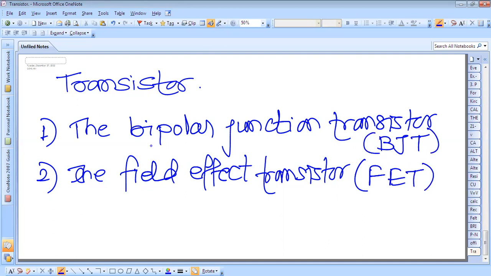There are two types of transistor: the bipolar junction transistor, also called the BJT, and the field effect transistor. We'll discuss the bipolar junction transistor.